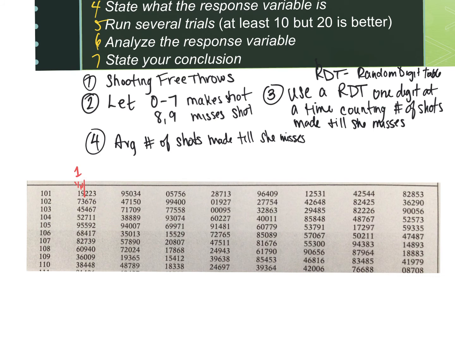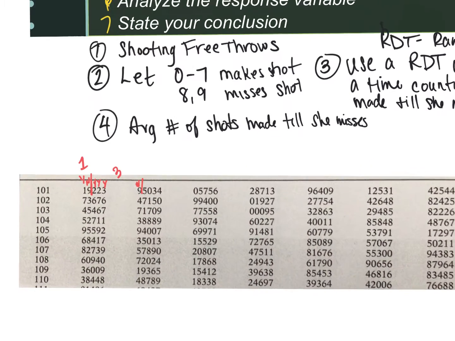Next trial. 2, did she make it? 2, does she make it? 3, does she make it? 9, does she make it? Okay, trial's over. How many did she make? 3. So you don't always have to write on top of everyone either. But that's just so visually we can see what we're doing.